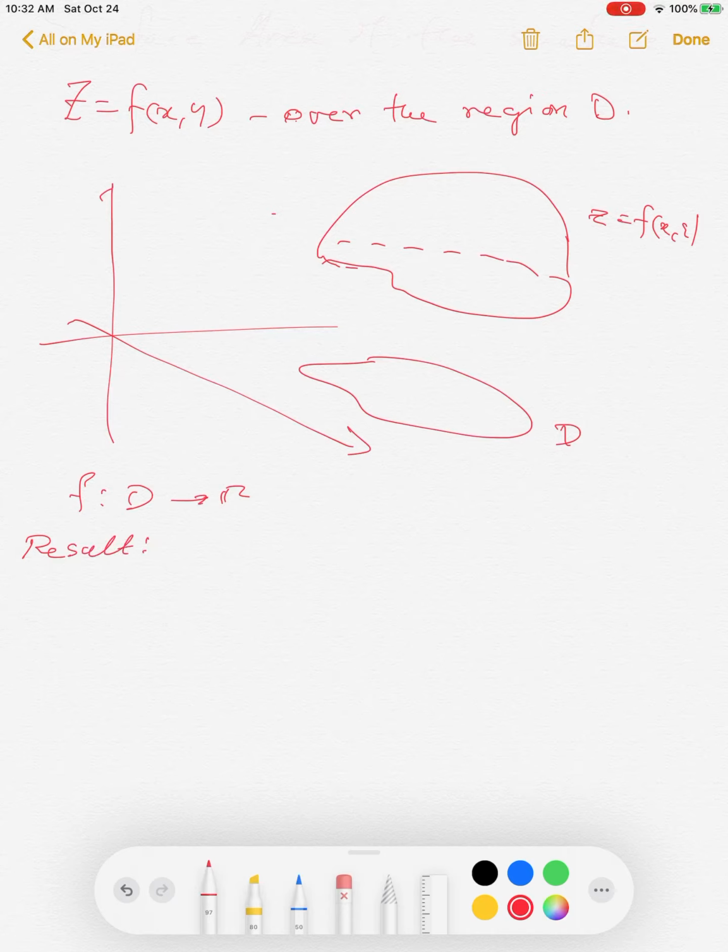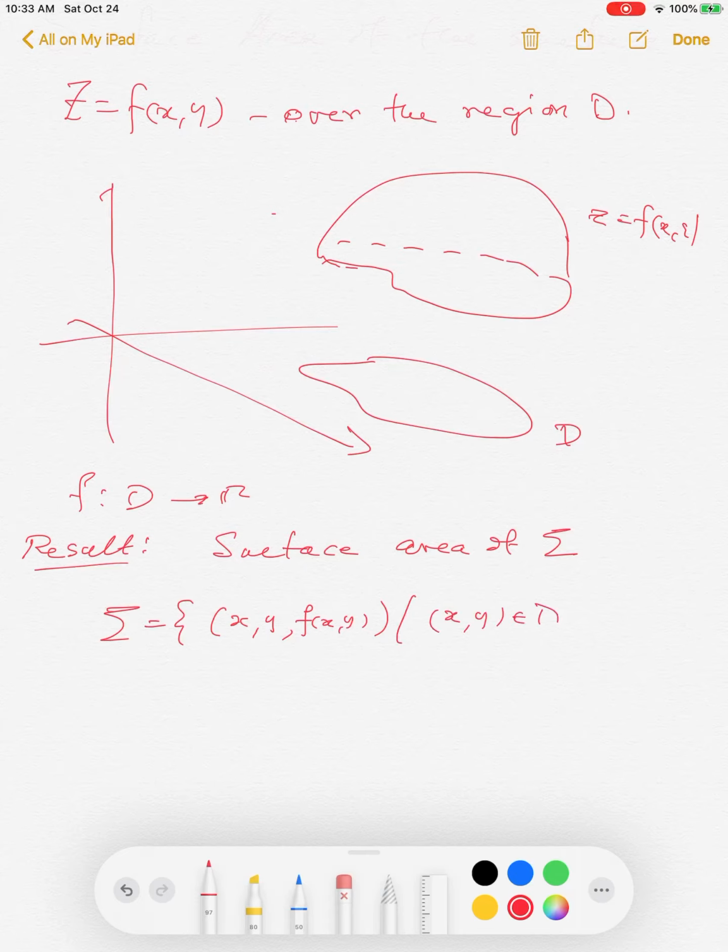So I will first write down the result and then give you a proof of that, and then we also see how to compute. So surface area of sigma, and sigma is described by all points x comma y comma f of x, y. So your z is f of x, y, where x, y varies over D.